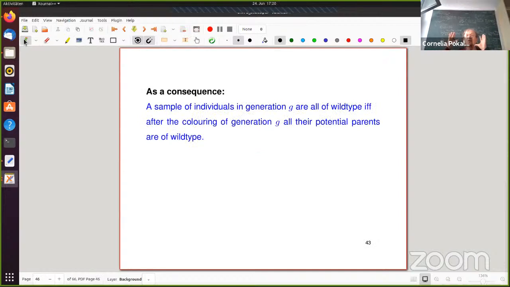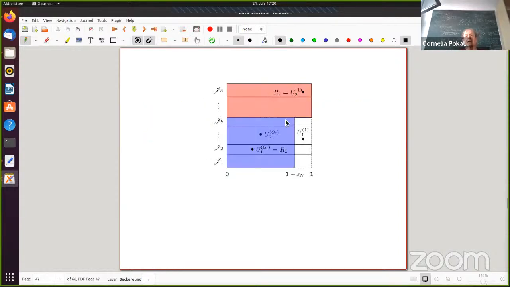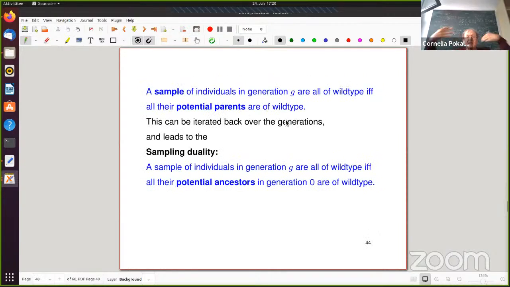And as a consequence, what we can do with one daughter individual, we can do with a sample taken from generation G. A sample of individuals are all of wild type if and only if, after the coloring of generation G-1, all their potential parents are of wild type. And then this can be iterated back over the generations, and it leads to a sampling duality. A sample of individuals in generation G are all of wild type if and only if all their potential ancestors in generation 0 are of wild type, right?